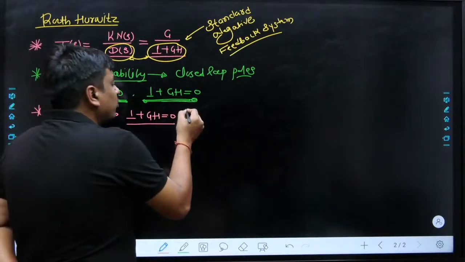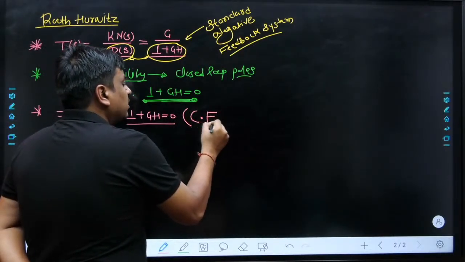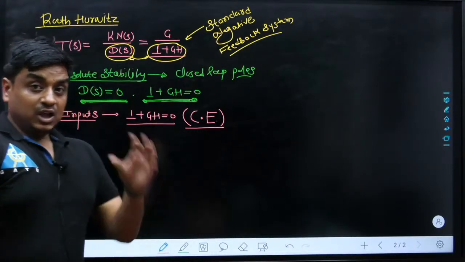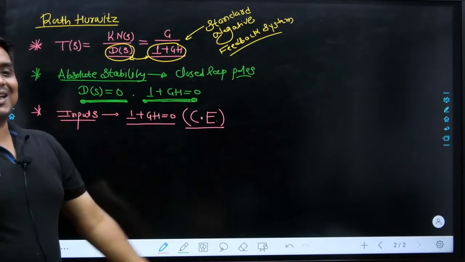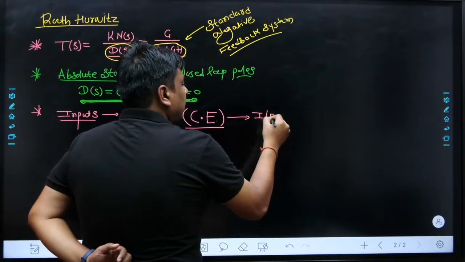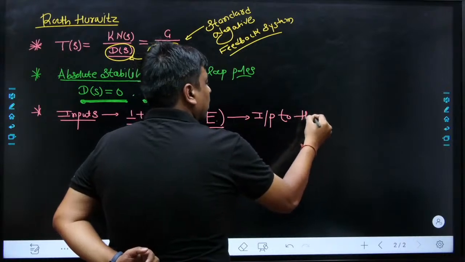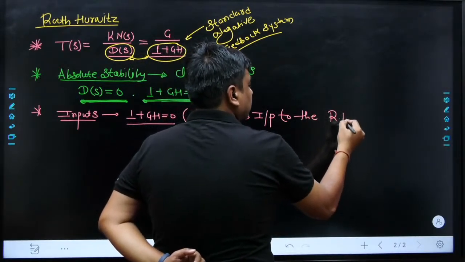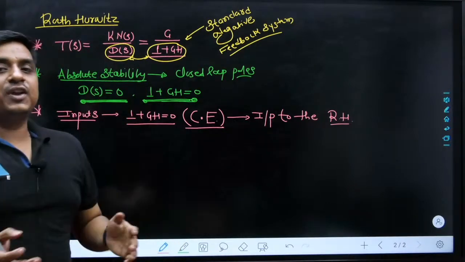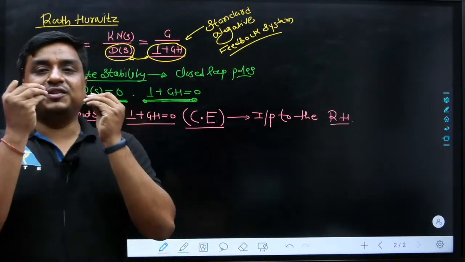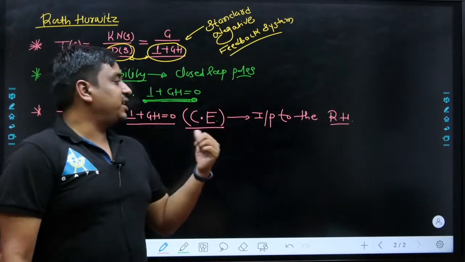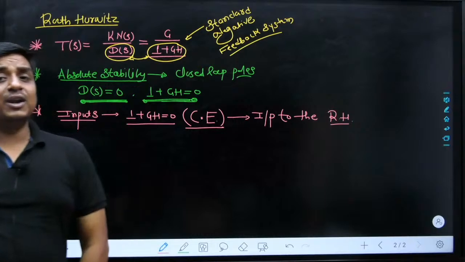And what would it be called in future? Whenever I refer to the word characteristic equation, by default I am referring to 1 plus GH equals 0. Keep in mind the characteristic equation becomes the input to the ROUTH-HURWITZ in future. Rather than writing ROUTH-HURWITZ again and again, I will just refer to it as RH. As far as the ROUTH-HURWITZ stability is concerned, the input is simply 1 plus G(s)H(s) equals 0, which is called the characteristic equation.